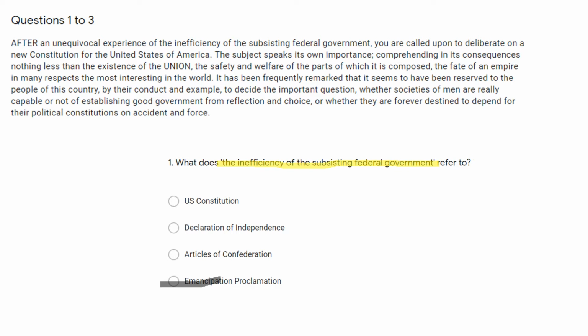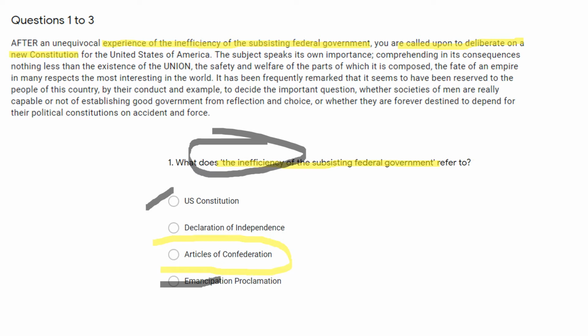After an unequivocal experience of the inefficiency of the subsisting federal government, you are called upon to deliberate on a new Constitution for the United States of America. You are called to deliberate, to discuss, to vote on a new Constitution. So we can't be talking about the old Constitution because we're talking about the inefficiency, the way that the old one was not working. What was the rule of law before the Constitution? It was the Articles of Confederation. So this passage is talking about why the Articles of Confederation did not work.